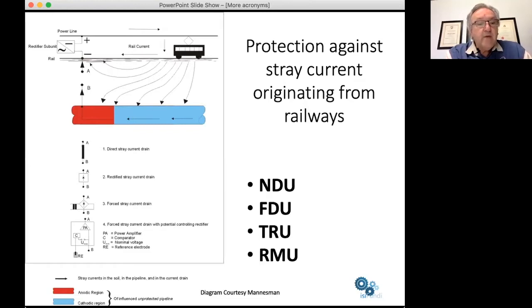So between A and B, we can either put a natural drainage unit, which means that it is a simple diode, or as some people call it, a reverse current switch, which conducts current only in one direction, and therefore the current drains back to the source. Or we can add a power unit to that and force the current to flow back to the rail. And we can actually make that unit somewhat more complex, and we can include an electronic control circuit, which then controls the amount of current that is returned to the rail.